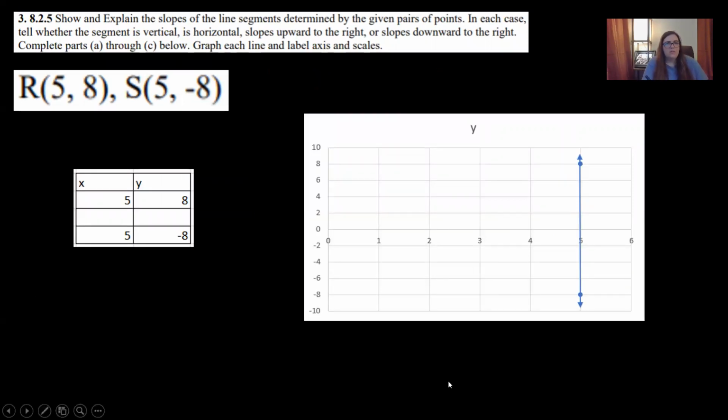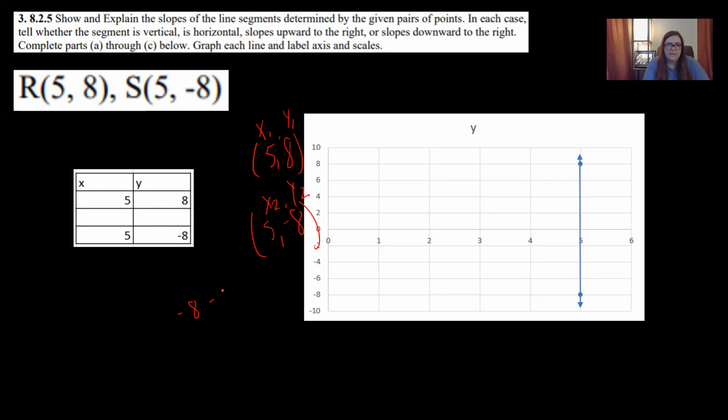So here we have, show and explain the slopes of the line segments determined by the given pairs of points, once again. And we are given (5, 8) and (5, negative 8). Let's go ahead and write those. And that is x1, y1, x2, y2. Let's go ahead and fill it out.